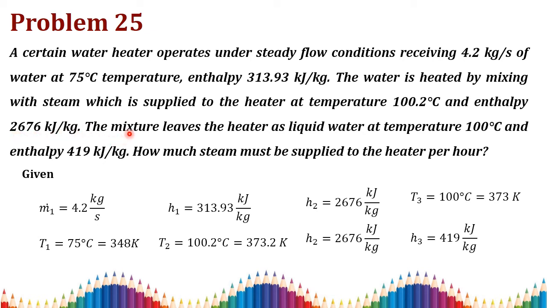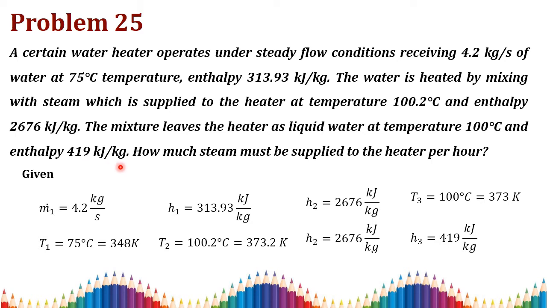Then the total mixture, that is the heated water which leaves the heater, is condition 3. Here the water is 1 and steam is 2, and the hot water, that is the mixture, is 3. The mixture leaves the heater as liquid water at a temperature of 100 degrees Celsius. So T3 is 100 degrees Celsius and h3 is 419 kilojoule per kilogram.